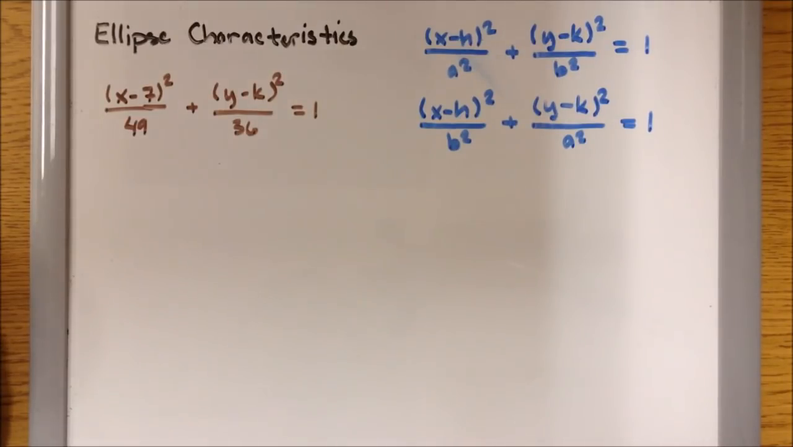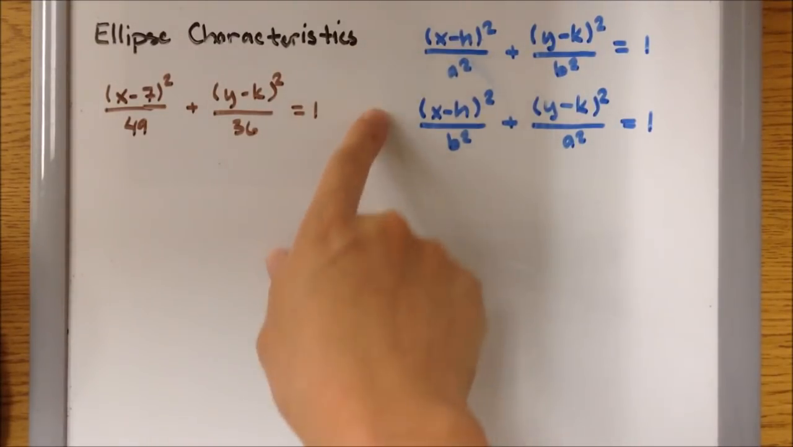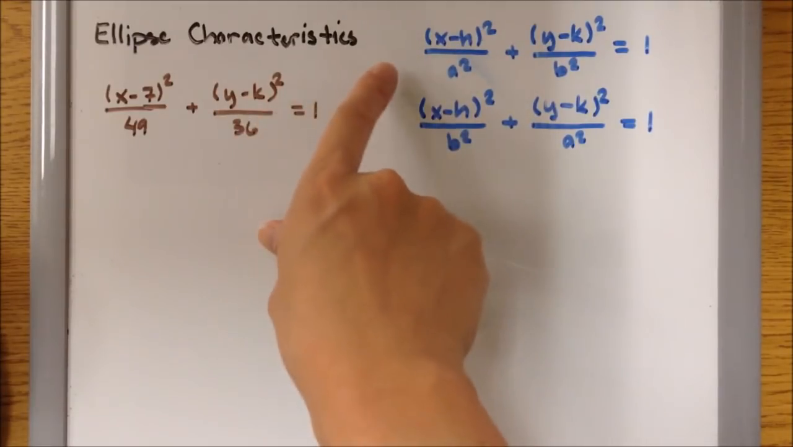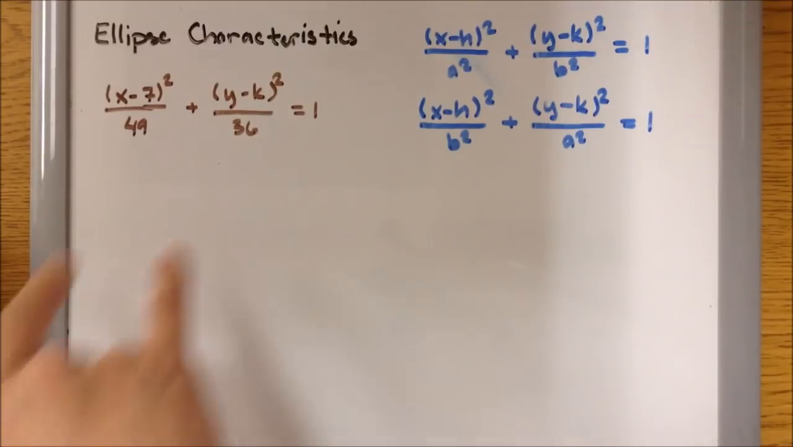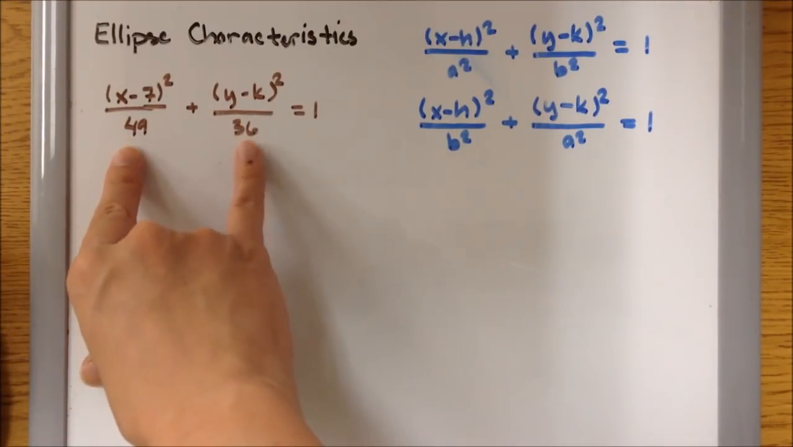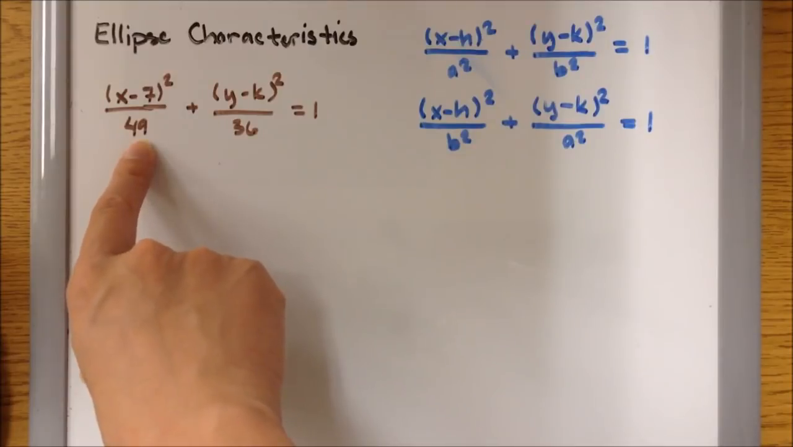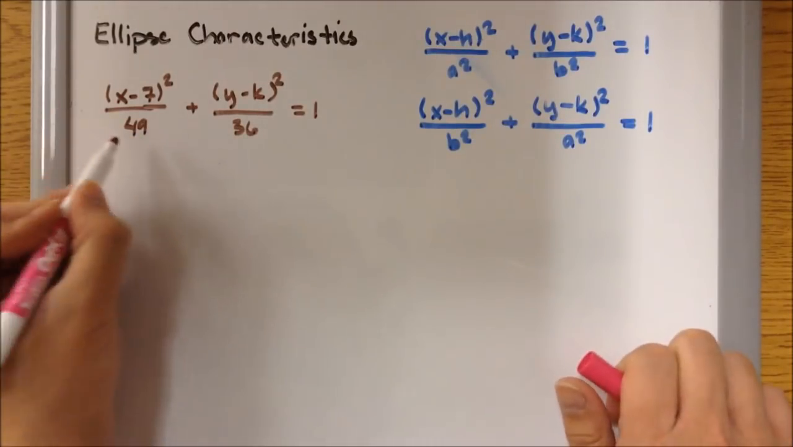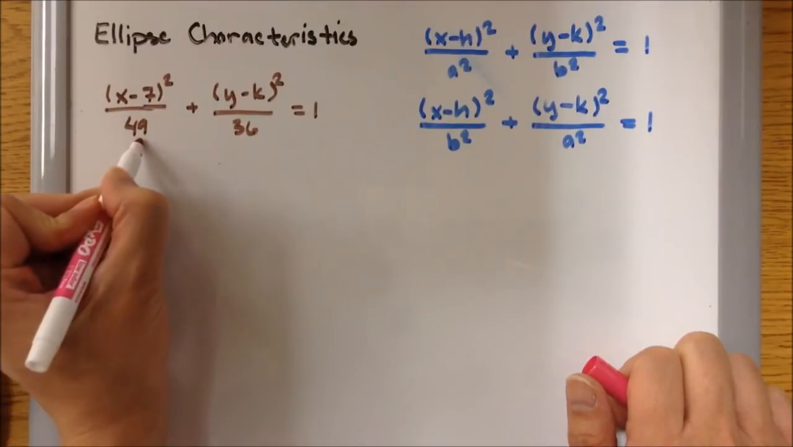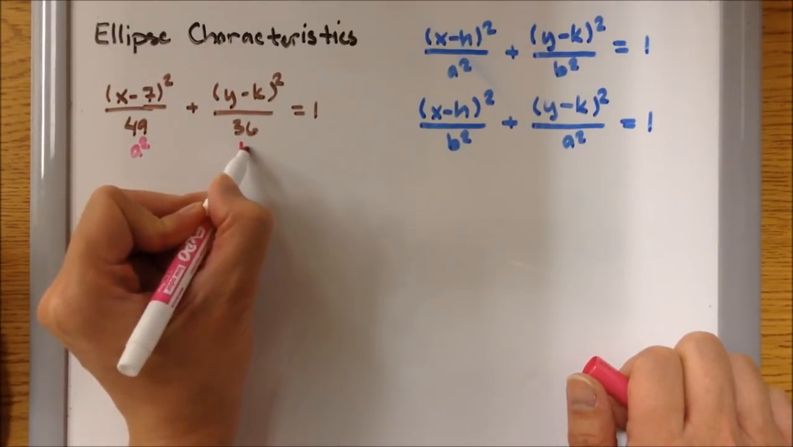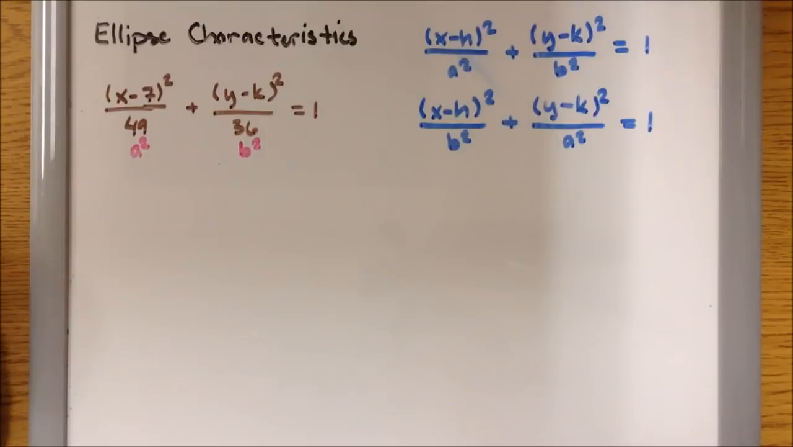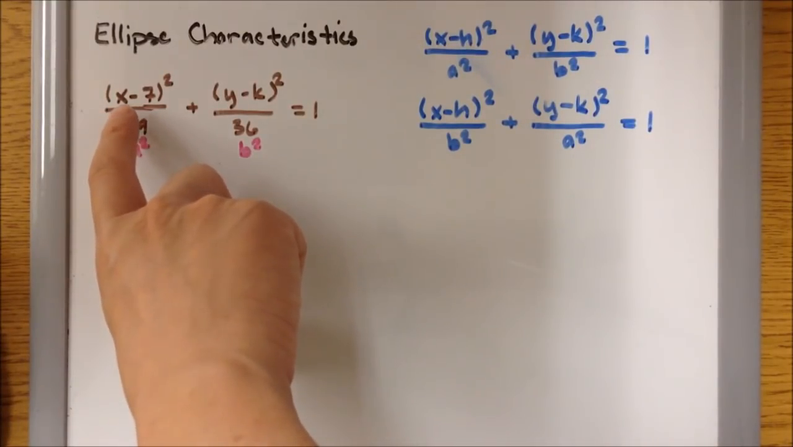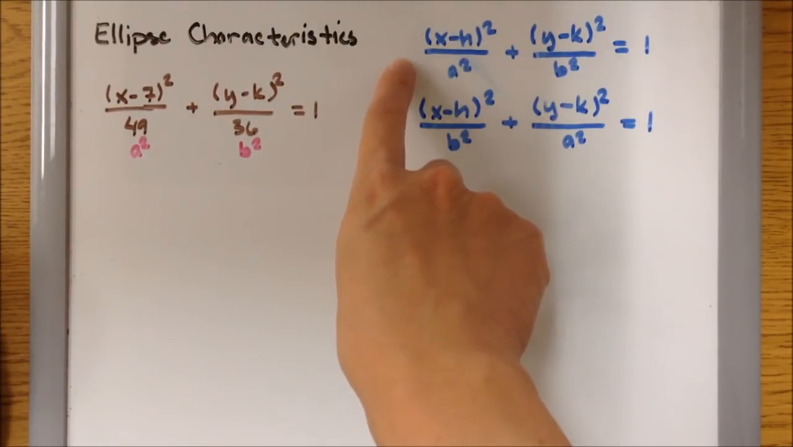When you're given an equation, like in this first example, first you have to identify which standard form of the equation for an ellipse it is. Now you look at the bottom numbers, so 49 and 36. 49 is the bigger number, so that's going to be for A squared, and 36 will be B squared. So again, the bigger number will always go with A squared, and A squared is underneath of X. So I'm going to use this form right here.